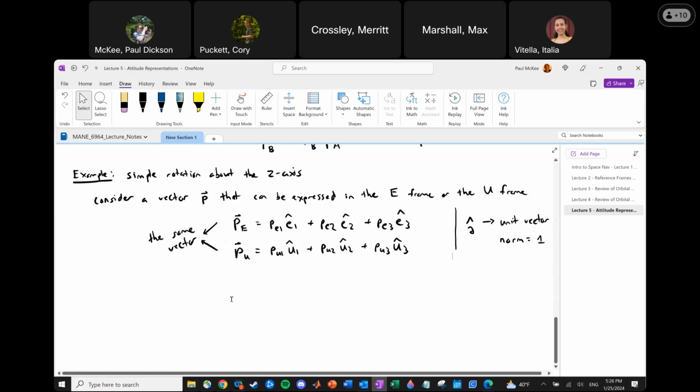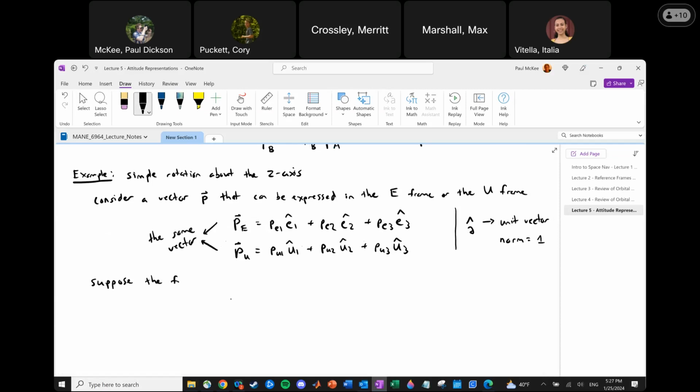Suppose the frames are related as follows. And we're going to need a volunteer real soon, so start working up the courage to answer a question here.